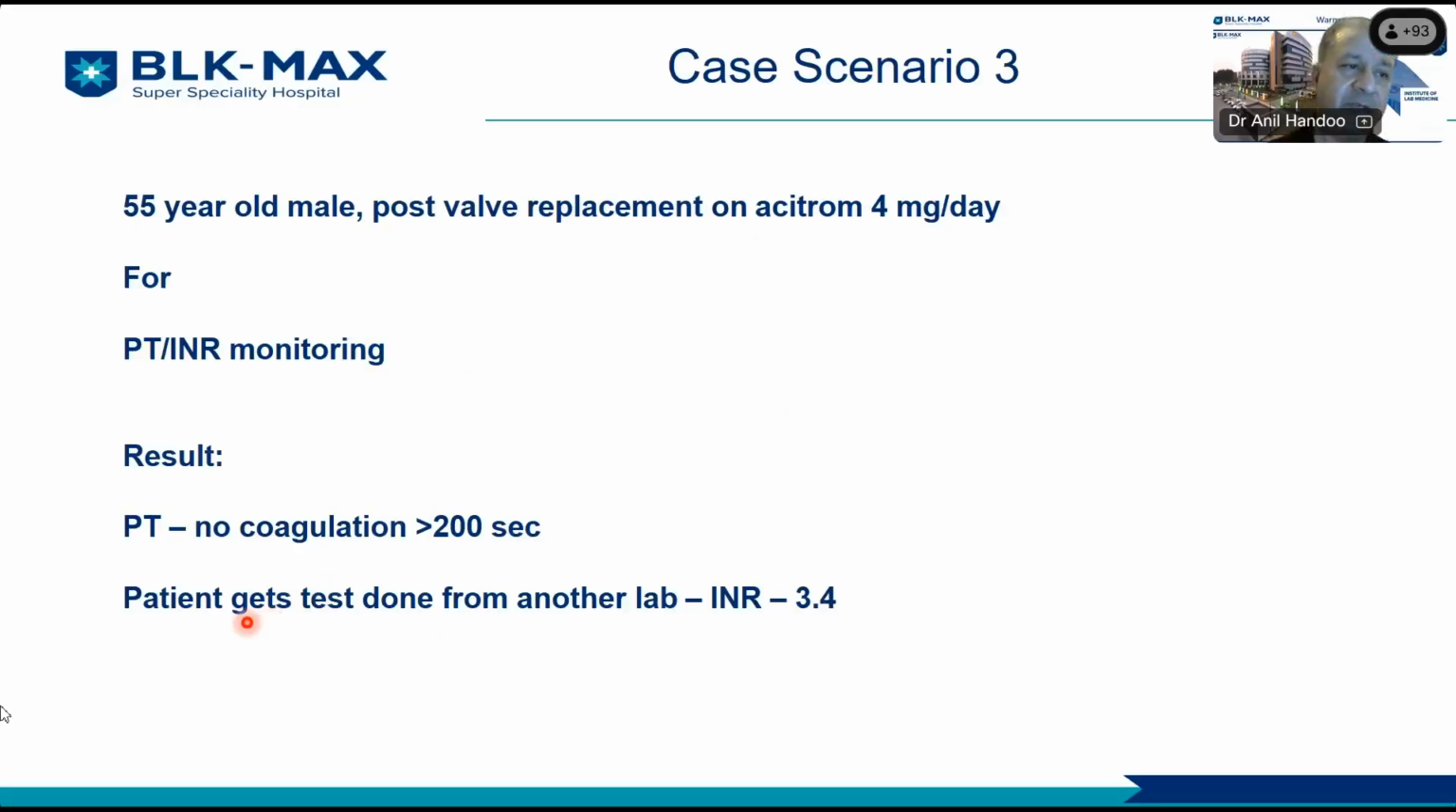And if you look at the patient, he was very insistent that he had gotten tests done previously from a different lab where it was less than 3.5. And that's what my doctor has prescribed to me. So he said, can you give me this sample? I'll get it done from some other place. So he went back and I gave him the same sample, and he got an INR of 3.4.